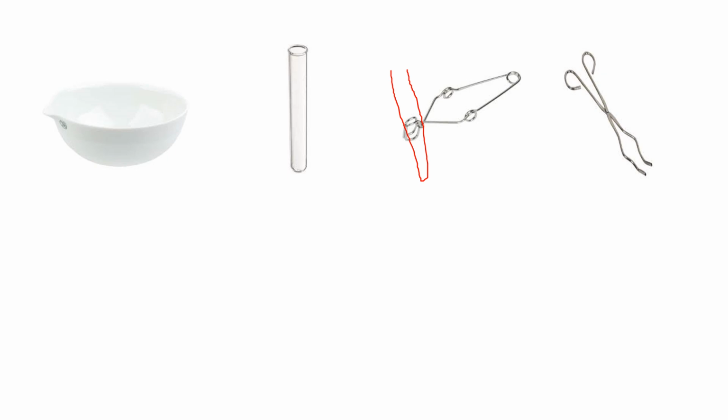You will find something similar. This is called the tongs. You know the tongs that we use when serving salads or croissants at the breakfast table. These tongs we use to handle hot equipment, like if we are trying to heat your boiling tube, you just hold it here and you can flame it. If it is really hot, use the tongs.